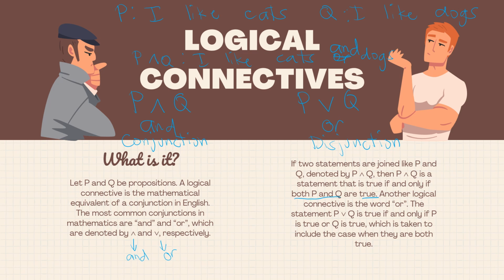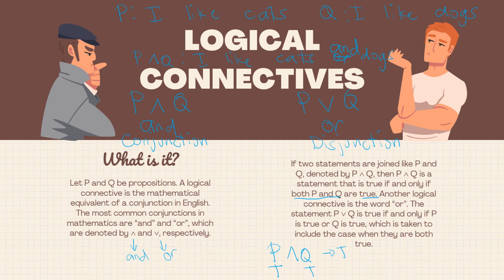So which means P and Q can only be a true statement if the proposition P is true and the proposition Q is true. So the statement will be true.